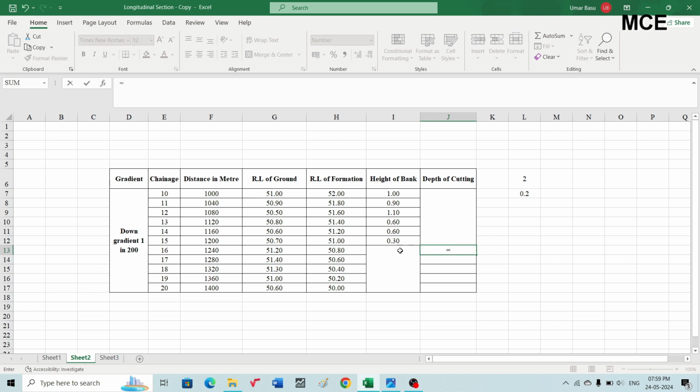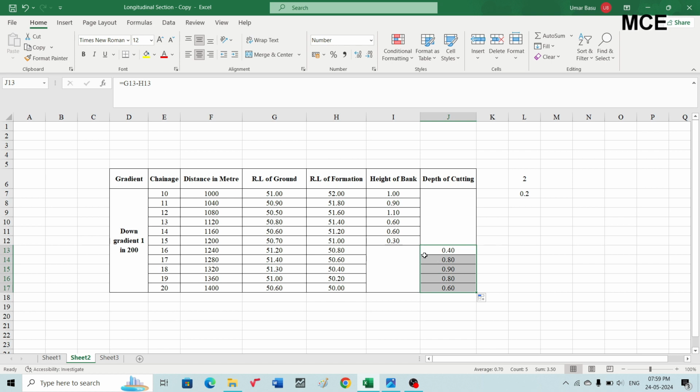Depth of cutting will be equal to RL of ground minus RL of formation, which for chainage 16 is 0.4. Select the 0.4, drag it till the last row, and you will get the depth of cutting from chainage 16 to chainage 20. So from chainage 10 to 15, you have to fill the ground, and from chainage 16 to 20, you have to cut the ground.